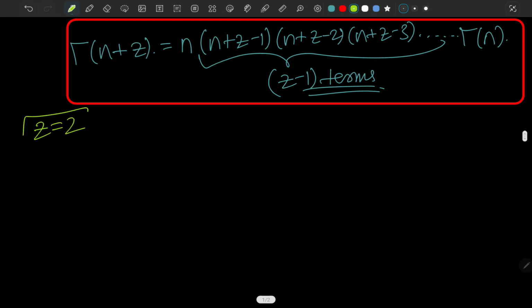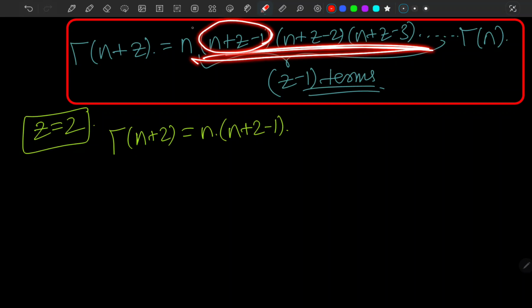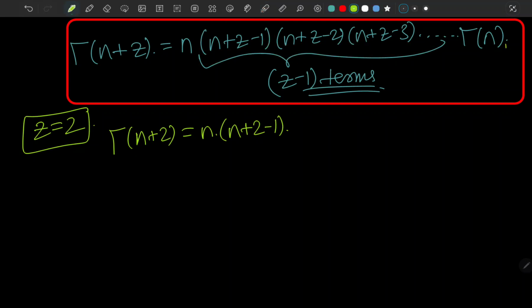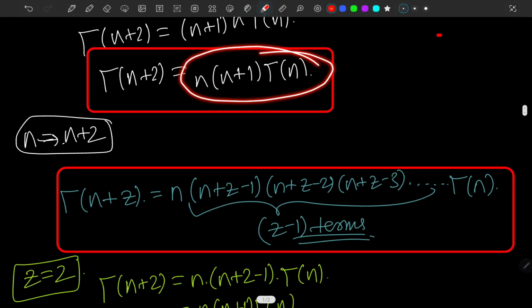Let's plug in z equals 2. So gamma of n plus 2 is n times n plus 1 times gamma of n. Be careful that, as I told you, there are z minus 1 terms, so 2 minus 1 means the first term only. The n itself is excluded from this count. So this becomes n times n plus 1 times gamma of n, and we did that already.